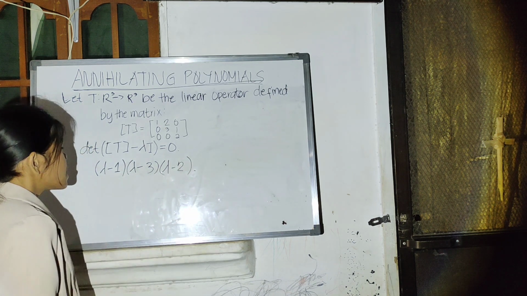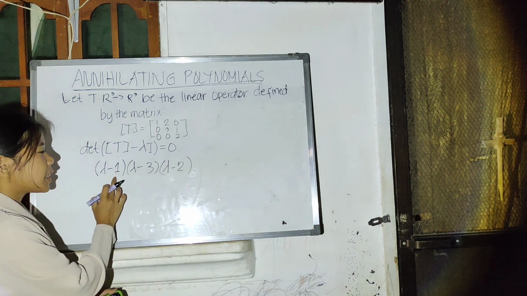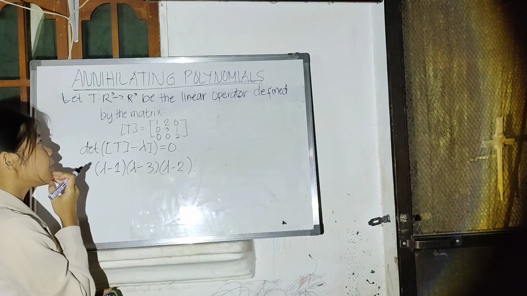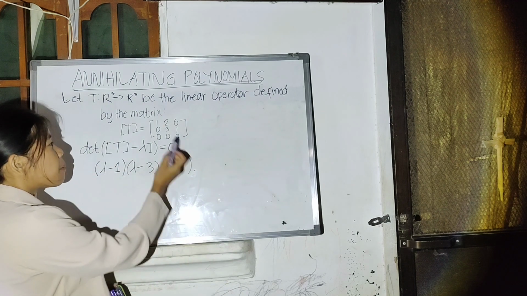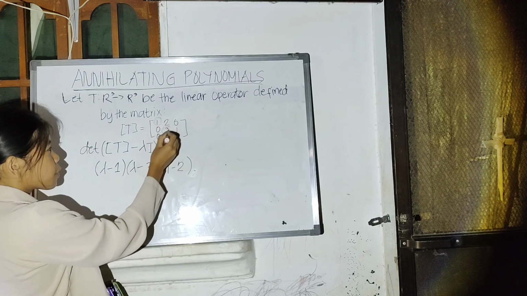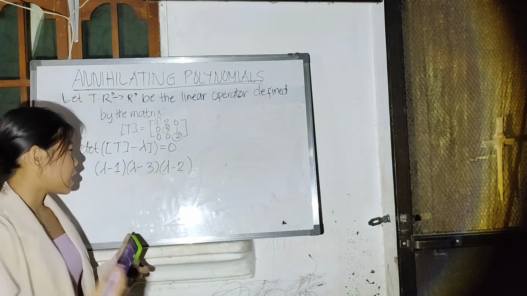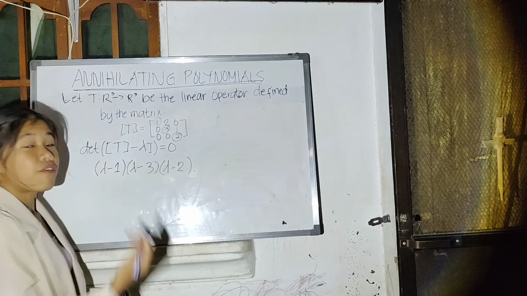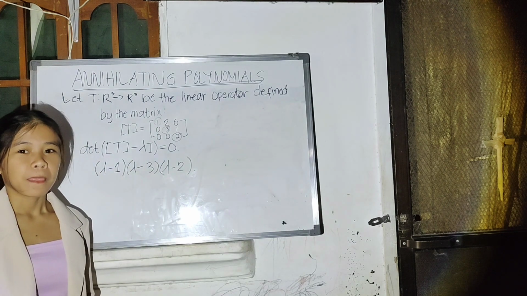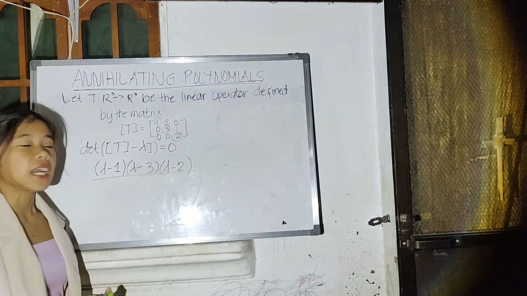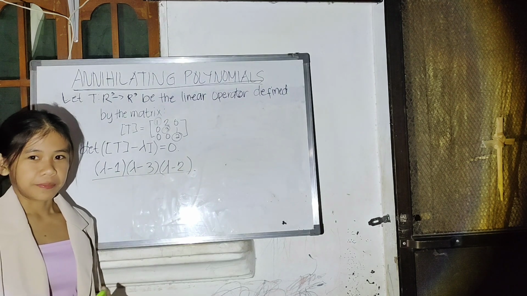So now, saan ba natin nakuha yung negative 1, negative 3, and negative 2? Dito natin yun nakuha sa ating matrix, which is 1, 3, and 2. Isa-substitute lang natin siya sa ating formula in finding the characteristic polynomial. So, ito na yung characteristic polynomial natin.